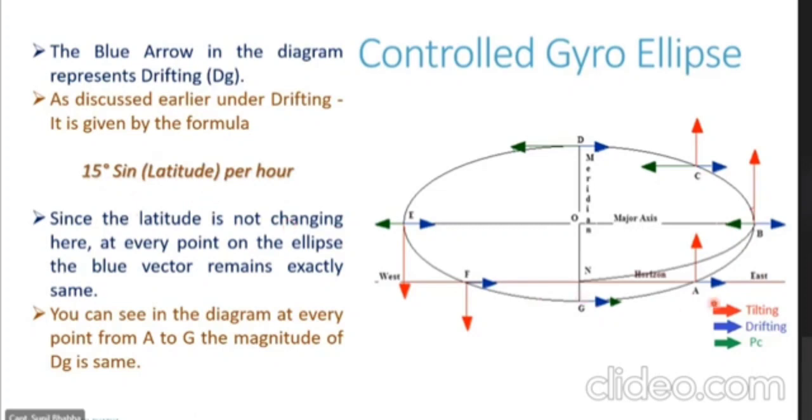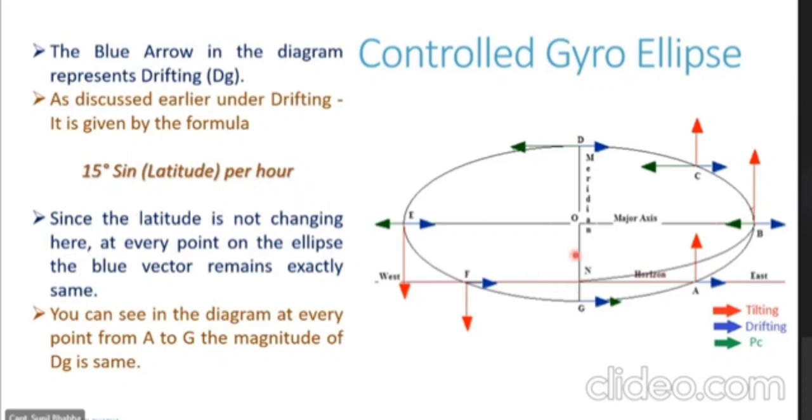This is the reason if you take your attention to any point, you have a look at point A, you can see the blue color drifting arrow. You take your attention to point B, you can see the blue color drifting arrow, and it remains exactly the same: same magnitude, same direction. You go to point C, the drifting arrow is exactly the same direction and magnitude. You go to point Delta, drifting arrow same. Echo, Foxtrot, Golf. At all the points on our ellipse, whether the spin axis is east of the meridian or west of the meridian, whether the spin axis is above the horizon or below the horizon, the value of the drifting vector, magnitude as well as direction, does not change, and it fully matches with the formula.